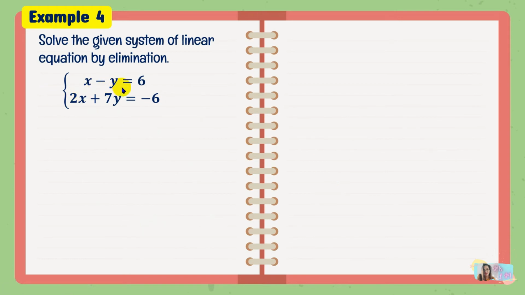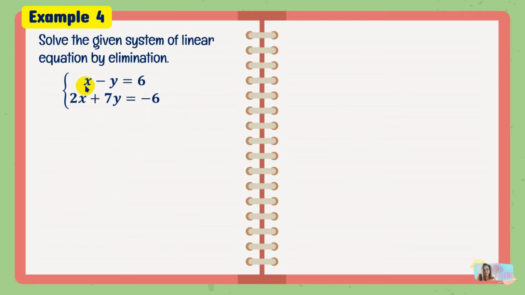Okay? So, let's proceed to our fourth example. We have here x minus y is equals to 6 and 2x plus 7y is equals to negative 6. And for step number 1, kailangan daw po parehong naka-standard form. And so far, pareho naman nga siyang naka-standard form. So, proceed tayo sa step number 2 wherein magmumultiply tayo ng isang number para magkaroon tayo ng term na magka-opposite at may makancel tayo or may ma-eliminate tayo.